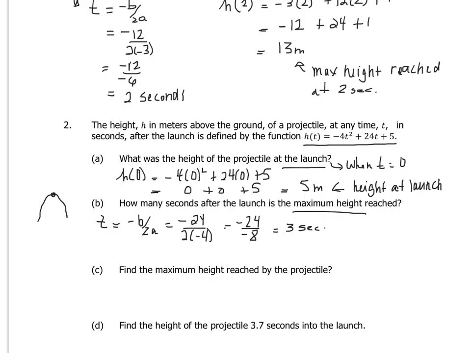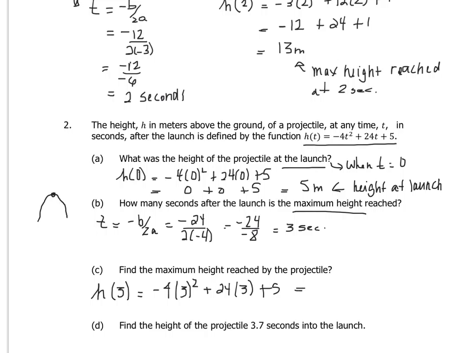And to find the maximum height, you would sub in 3, the time that the maximum is reached, into the equation for height. So we're plugging in t equals 3: negative 4 times 3 squared plus 24 times 3 plus 5. You're just taking the equation for height and plugging 3 in for the t value.